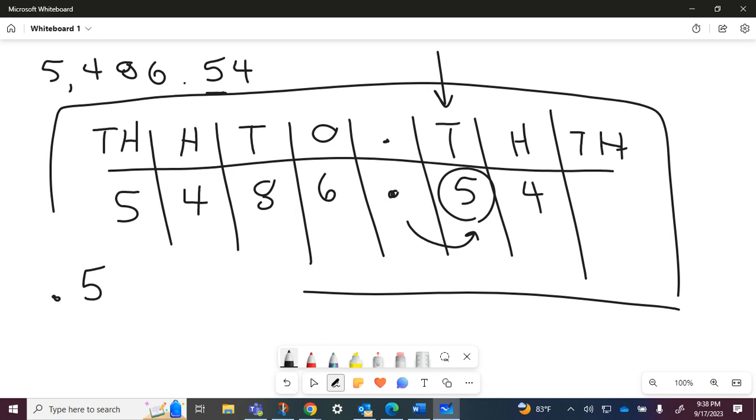So that's 5 tenths. Or if I wanted to put it as a fraction, I could say 5 tenths. Okay.